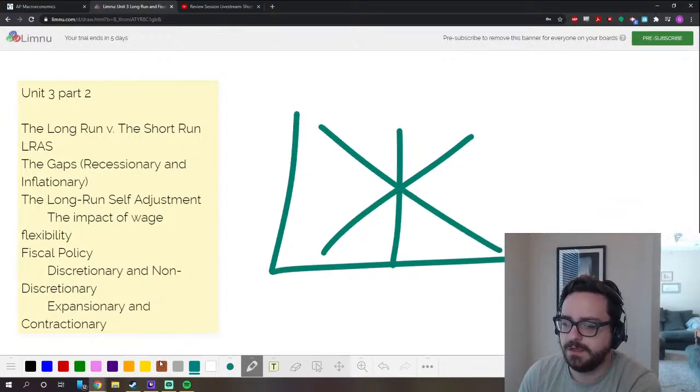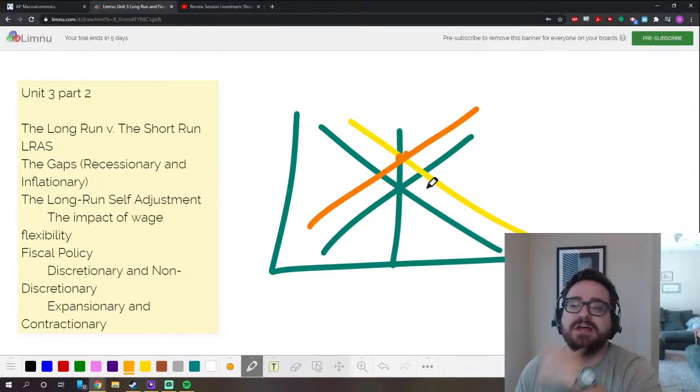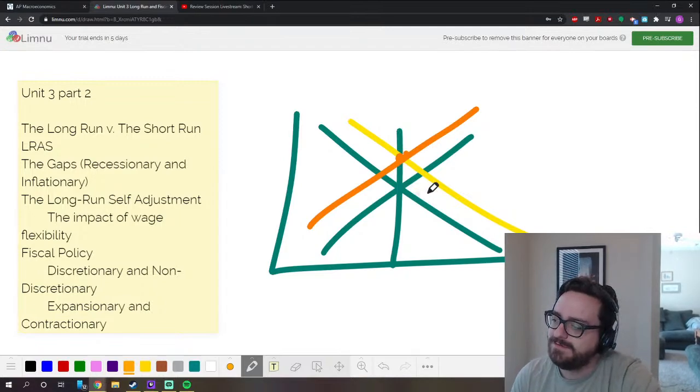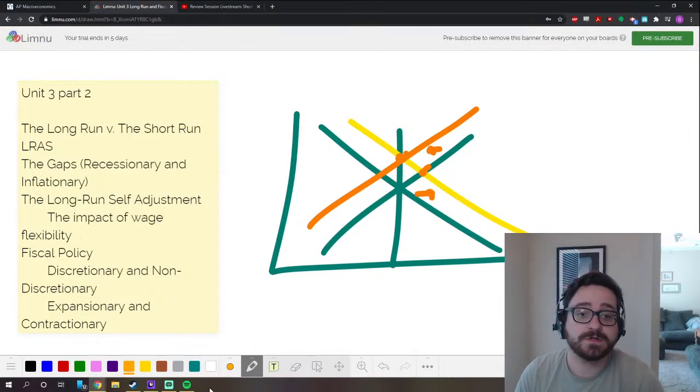Speed run it. It would be an increase in AD, so a decrease in aggregate supply. Like that. So if I see that initial shift, I'm like, oh okay, we moved like that, now we're up here, we're off of it, SRAS has to shift left, so I need supply to decrease. How do I get supply to decrease? Well, if you pay your workers more, you can't produce as much. So that's the wage thing.